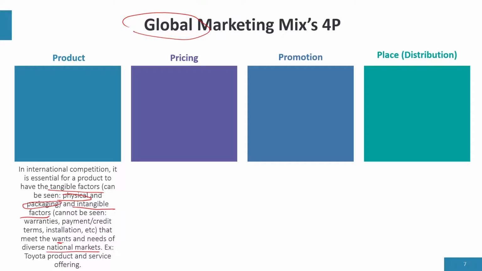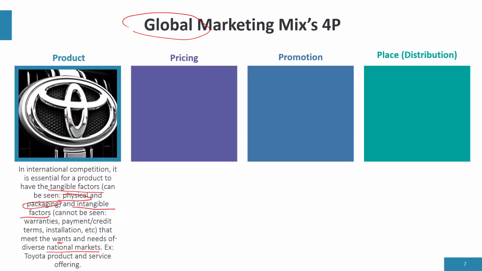And another example of this is the Toyota product and service offering. We know that Toyota provides a very wide variety of products in the US, and the service after sale is also known as a very good service.